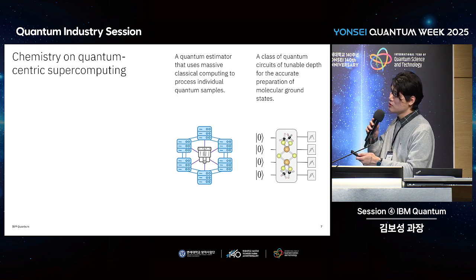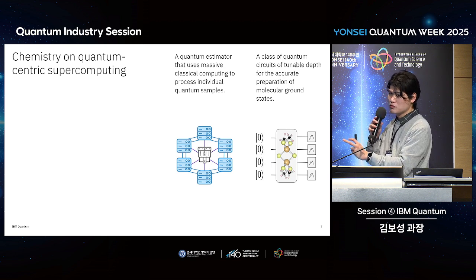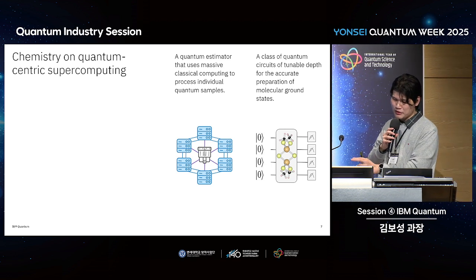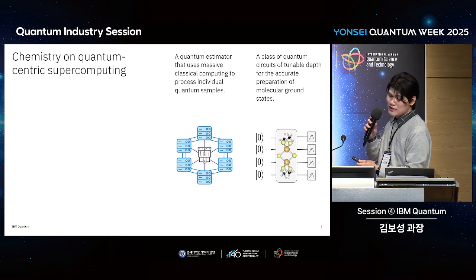We will look into how we have distributed workloads over these classical computers, and also how we made this tunable-depth class of quantum circuits. These two make up our full SQD algorithm. So let's first look into this quantum estimator part.